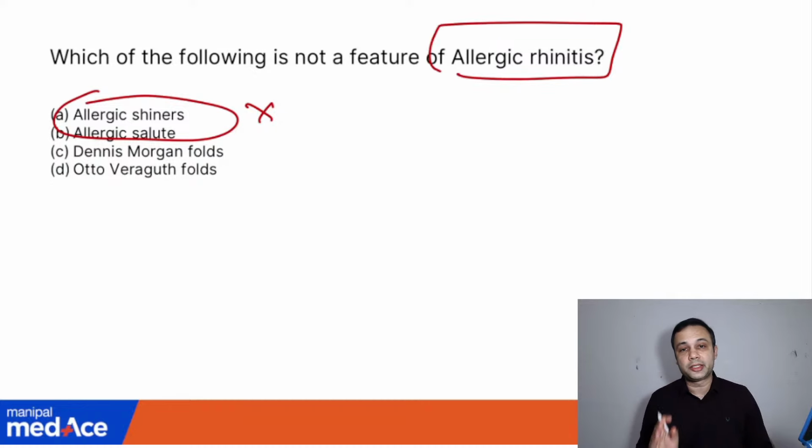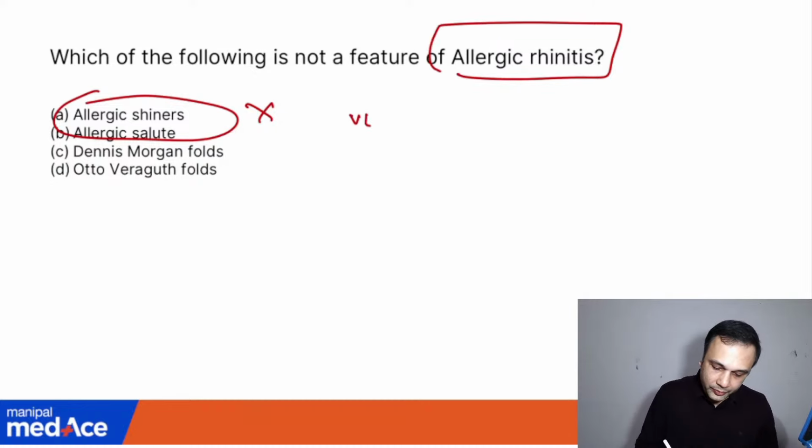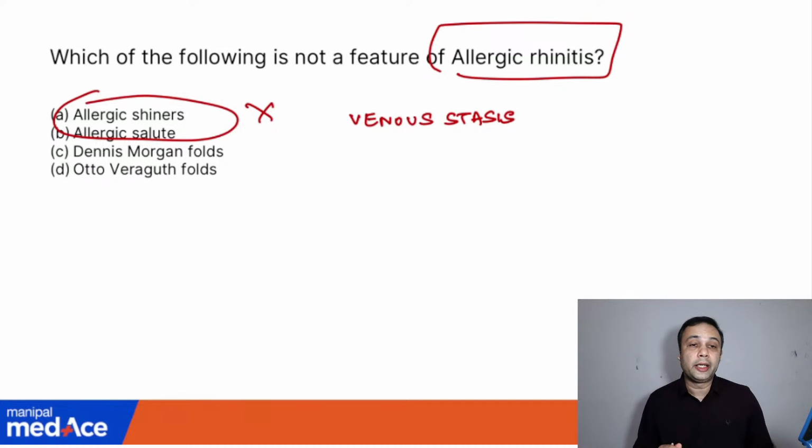So what is allergic shiner? There is venous stasis in the lower eyelid, which produces a blackish purplish discoloration, which we commonly call dark circles. So the dark circles that are there are called allergic shiners. What is allergic salute? People who have allergic rhinitis have a tendency to rub their nose, right? That is allergic salute, right?